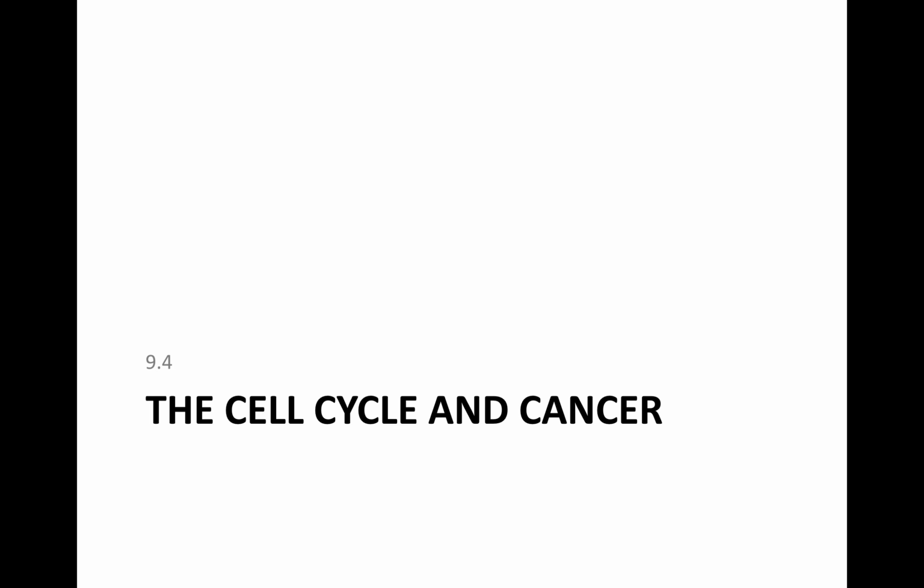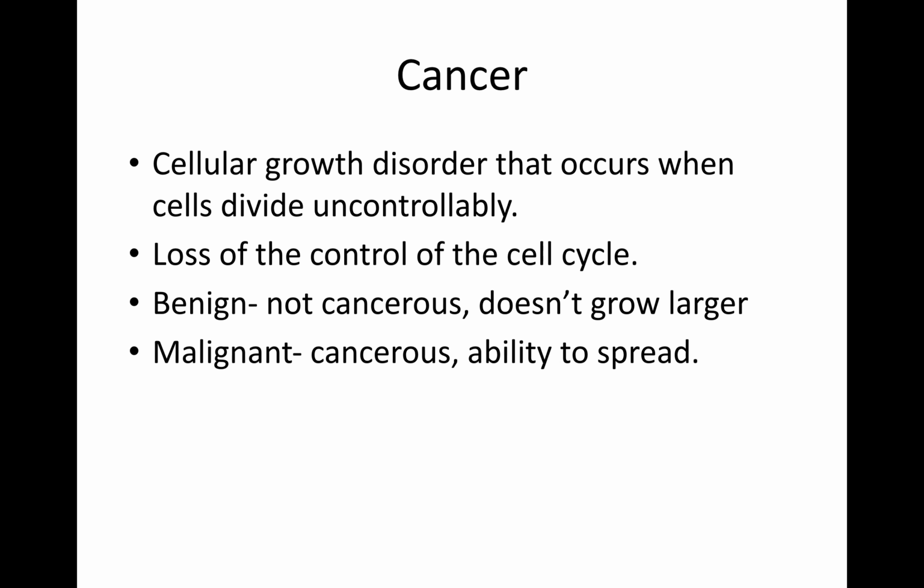All right, 9.4. So we're going to talk about cancer next. Cancer is a cellular growth disorder that occurs when a cell divides uncontrollably. It's just uncontrolled cell growth. That's all cancer is. It's when those checkpoints become mutated and we lose control of the cell cycle.